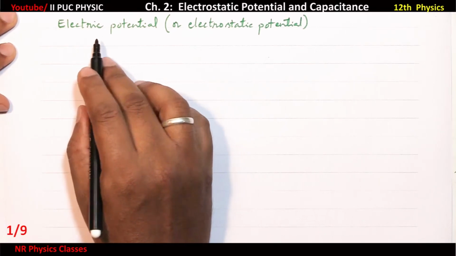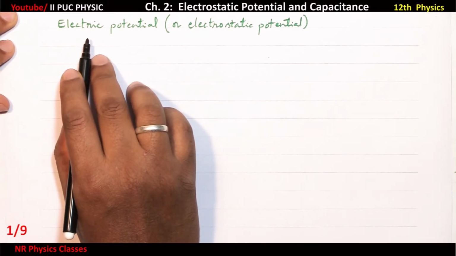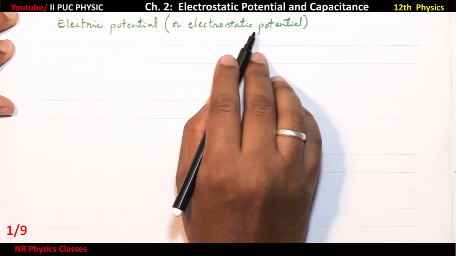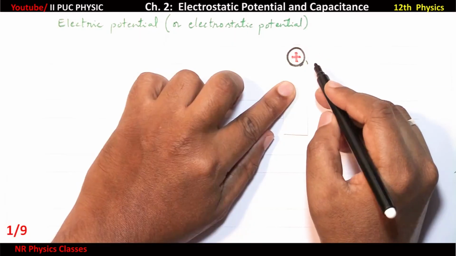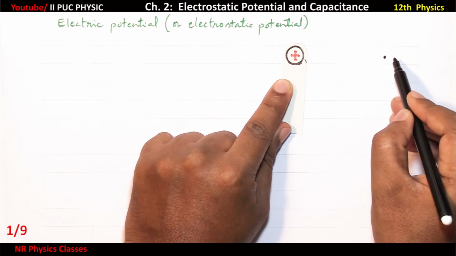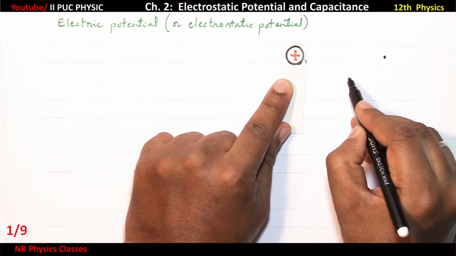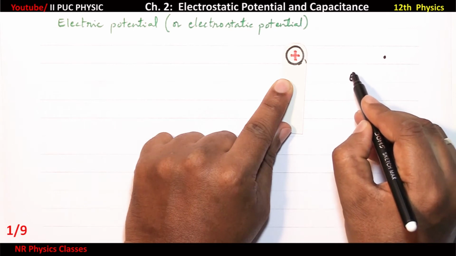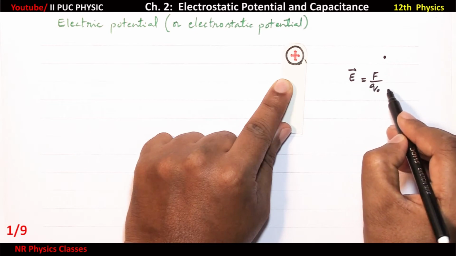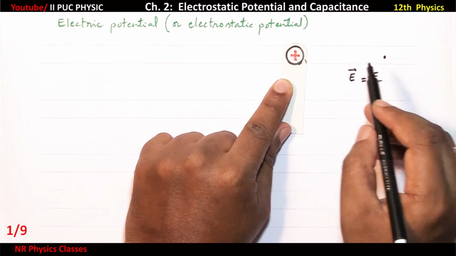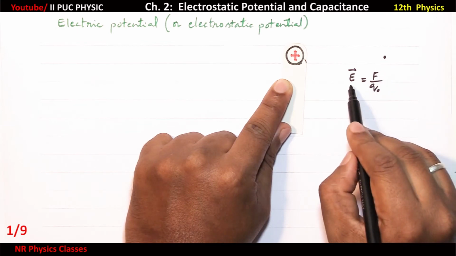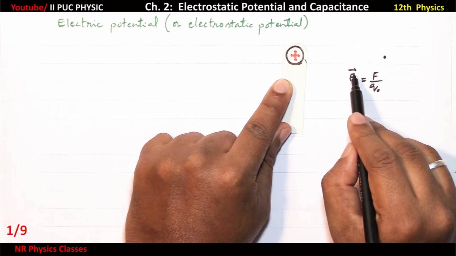Second chapter, first topic, electric potential or electrostatic potential or simply potential. Okay, if this is a charge, to find the influence of the charge at this point, we can use electric field, and electric field is force per unit charge. The influence of the charge at this point can be understood using this physical quantity called electric field. It is a vector quantity.